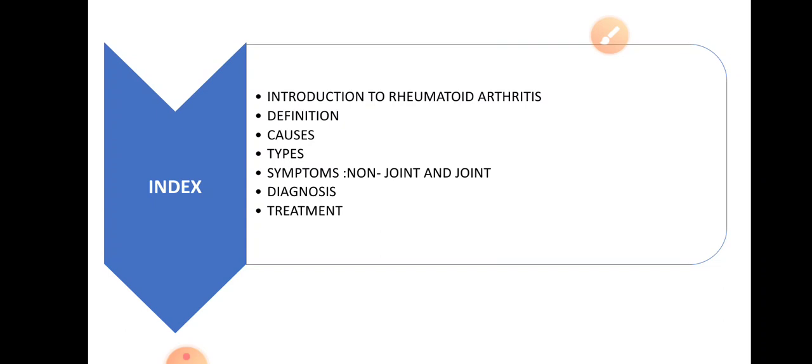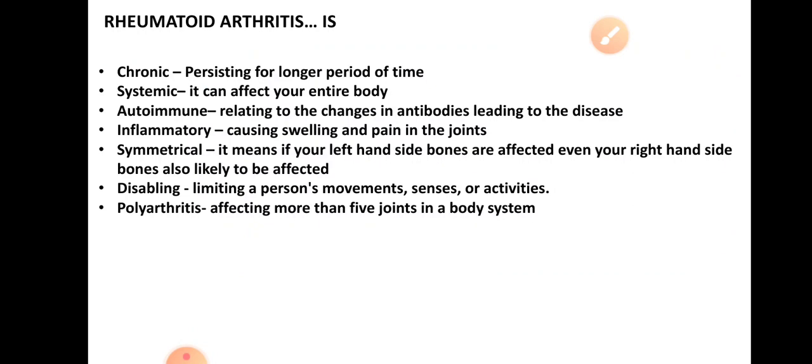So moving on to the contents, we are going to start off with the introduction to rheumatoid arthritis, definition, causes, types, symptoms which include both non-joint and joint symptoms, diagnosis and treatment. Now, before explaining what is rheumatoid arthritis in detail, let us understand some of the terminologies which describe the disease in a much simpler way. So here I have listed out some of the terminologies.